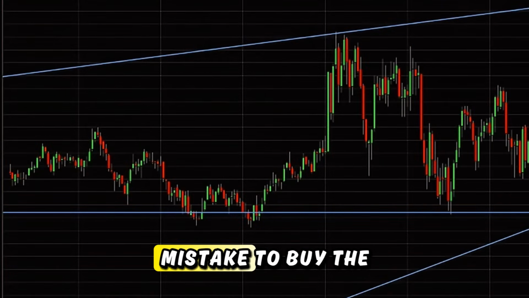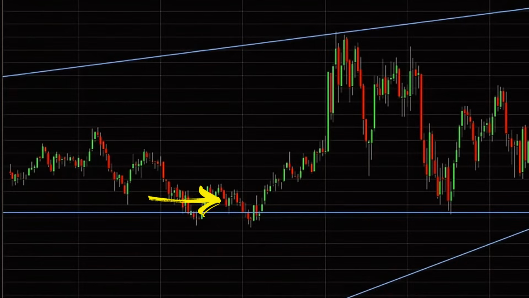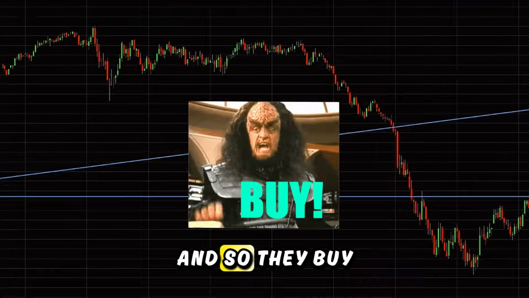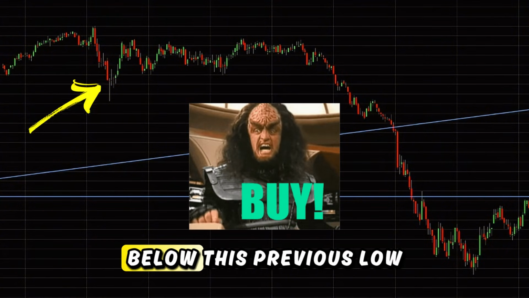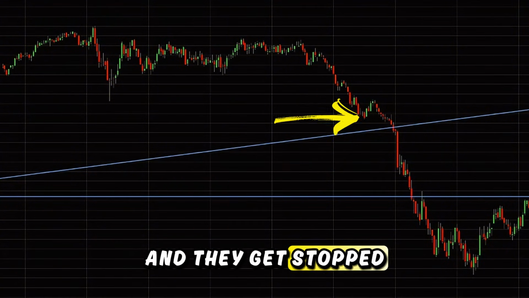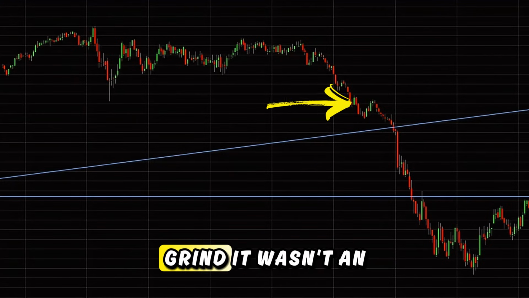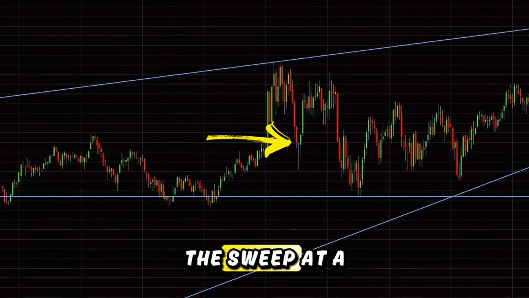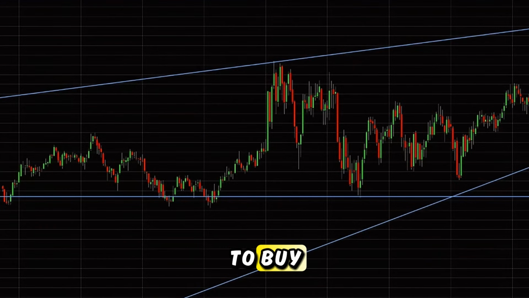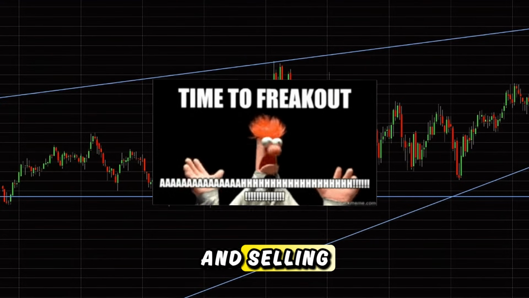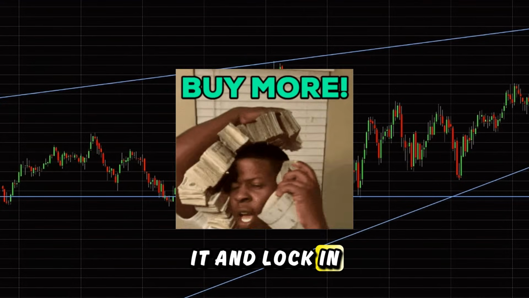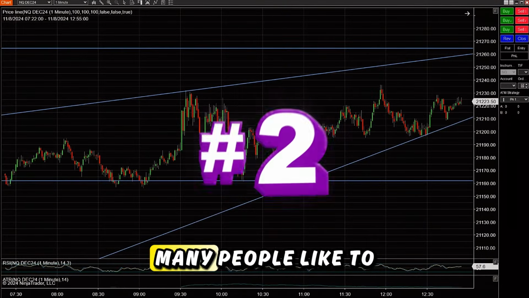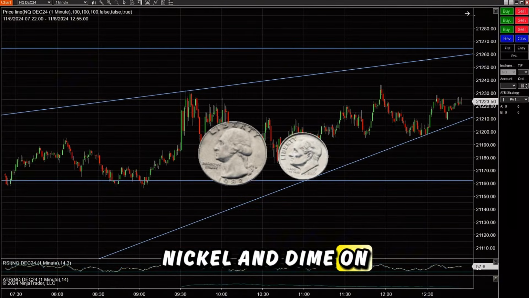Many people make the mistake to buy the grind down candles. They look at a chart like this. Oh, this is where the previous low of day is. And so they buy the moment it cracks below this previous low of day, and they get stopped out as it goes lower because this was a grind. It wasn't a speed candle. The larger and faster the sweep at a key level, the better it is to buy. When everyone is panicking and selling, that's when you scoop it and lock in that 10, 20, 30 points on NQ and bank.